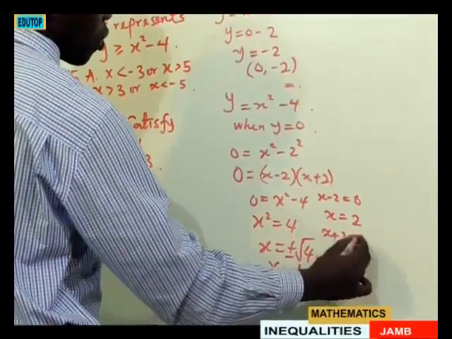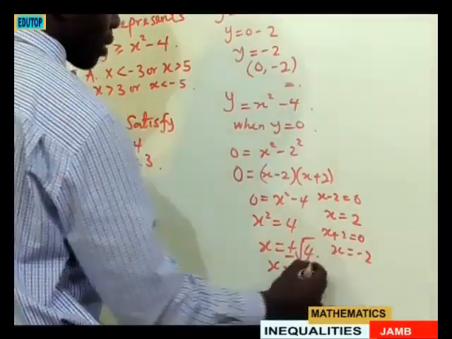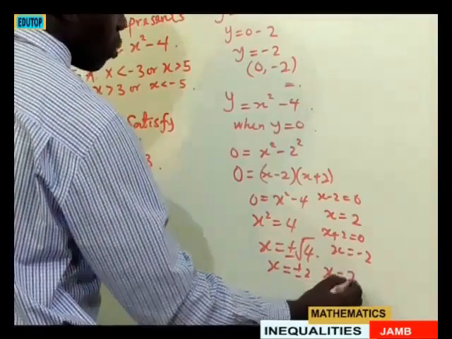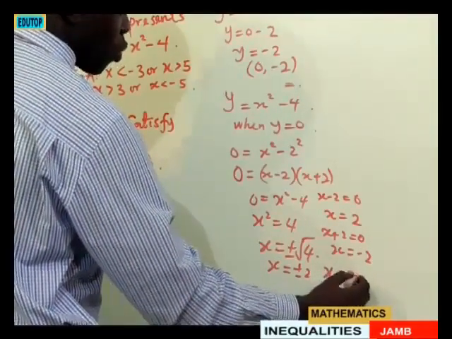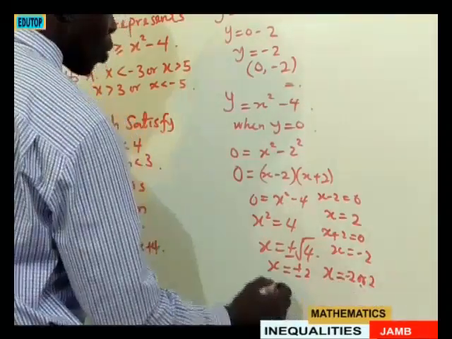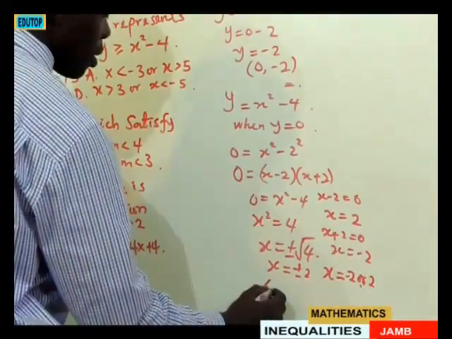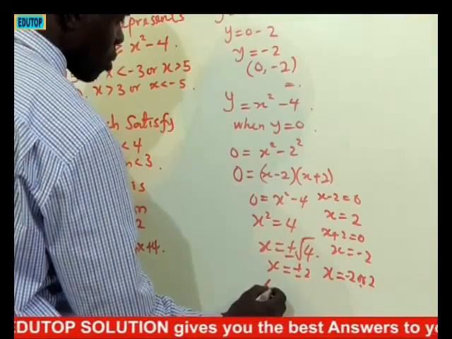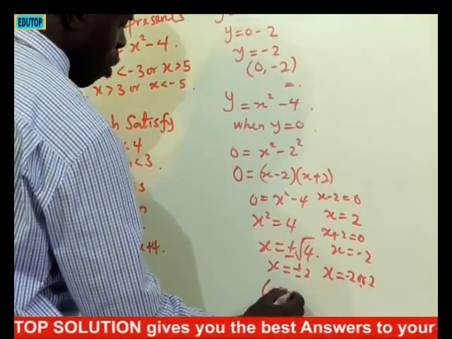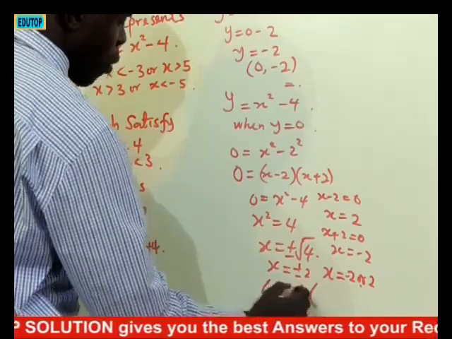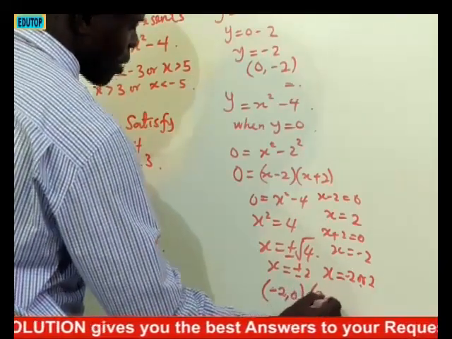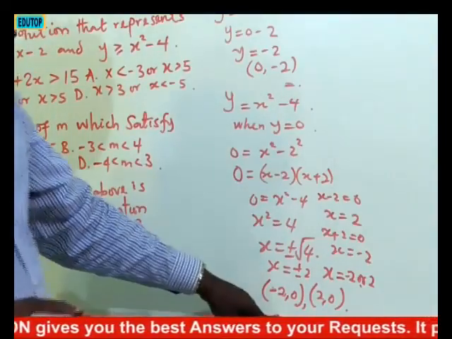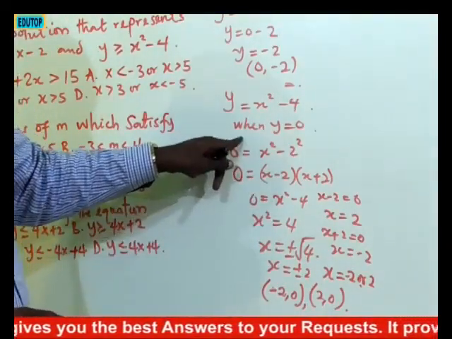Plus 2 equals 0, x equals what? Minus 2. You can see that now. That means our x equals what? 2, or let's say minus 2 or 2. That means when our y is 0, x is what? Minus 2. So minus 2, 0. We also have, when y is 0, 2, 0. And these are the points that we have for our coordinates.